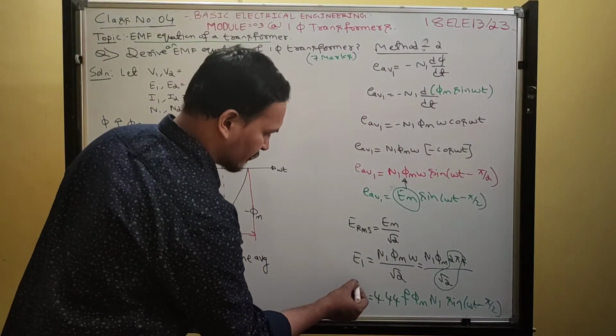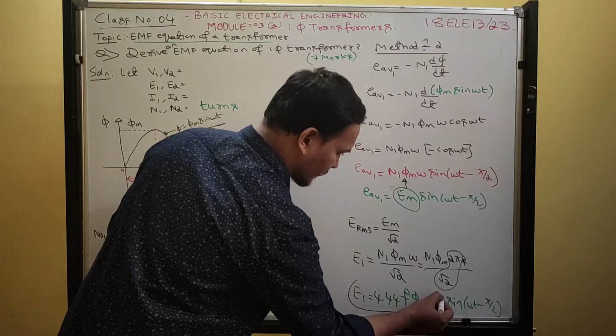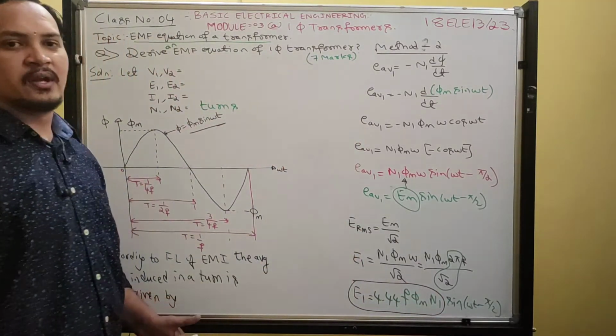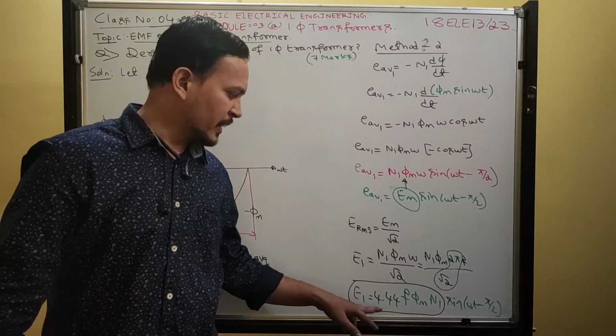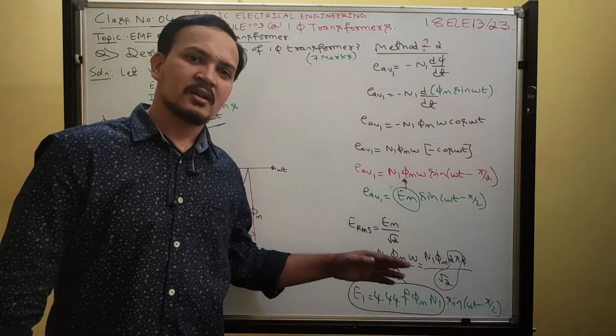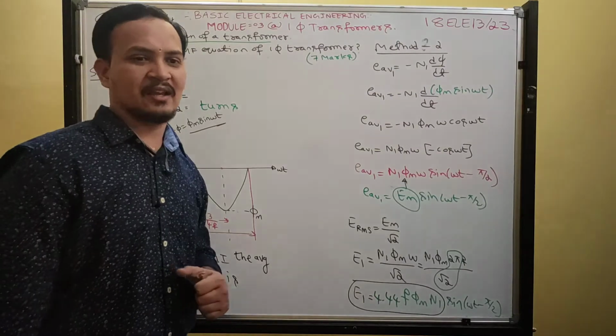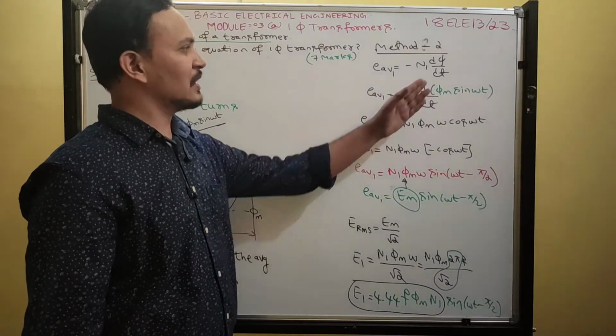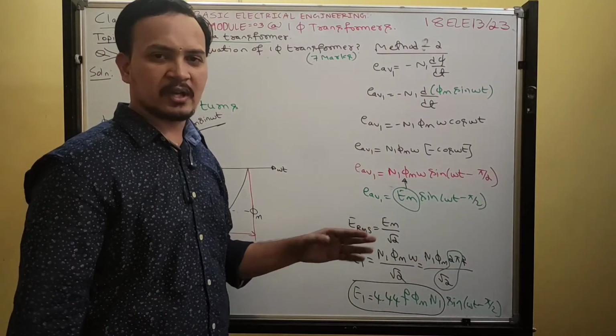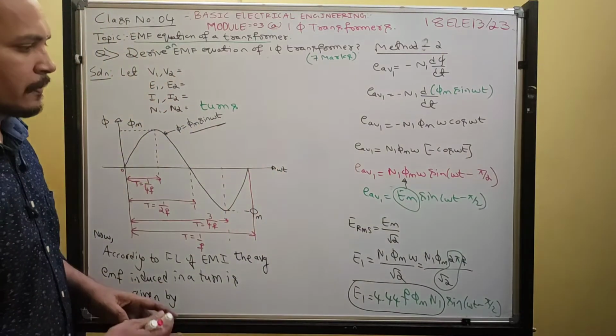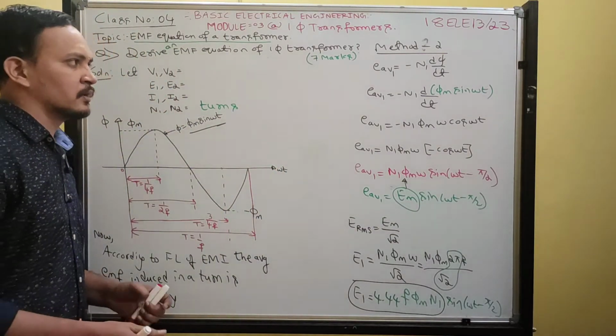So in the graphical method we got only this parameter. The EMF induced in the primary is 4.44 f phi m N1. Same thing we got in the earlier method 1. Which one is easy? I hope this is easy. Only one time differentiation, simplification, that's it. It reduces the time.